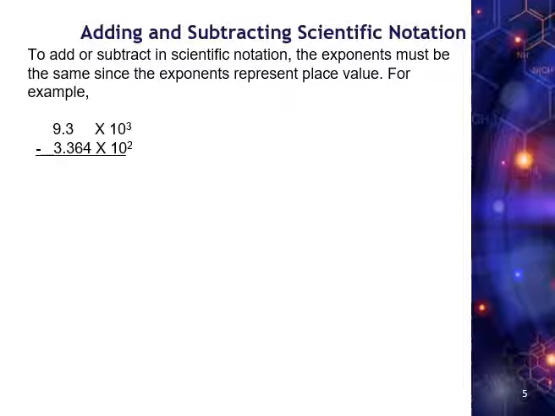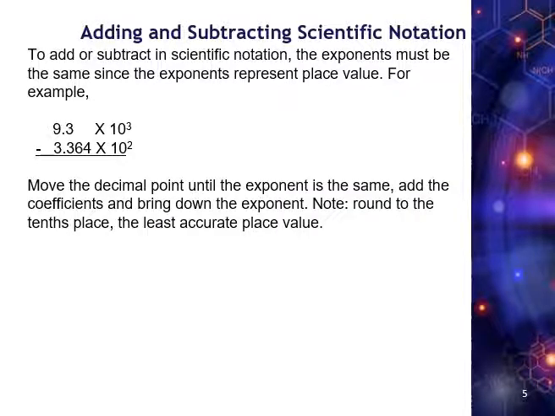In this next example, notice our power of 10 is not the same. So you have to have the power of 10 the same. You will move the decimal point until the power is the same. In this particular example, the least accurate place value is the tenths place.